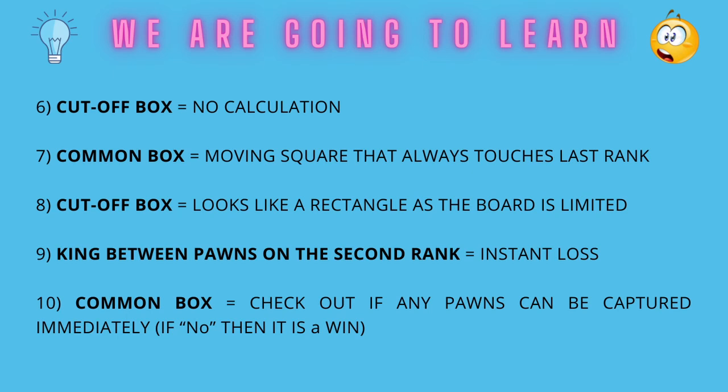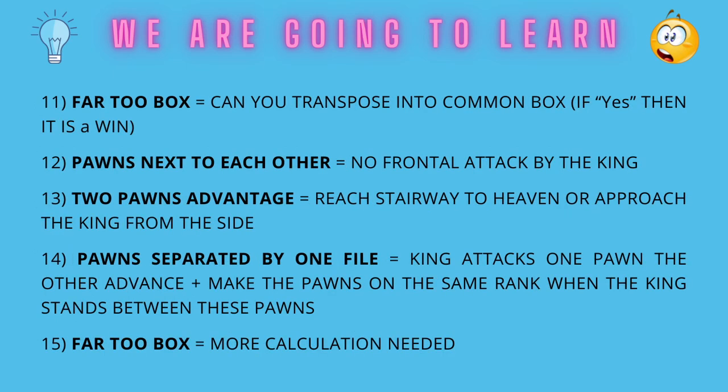What is the rule one must know about the moving square that touches the last rank? What is the rule one must know about the moving square that doesn't touch the last rank? Why are two pawns on the same rank on adjacent files the strongest formation? What are the simple plans to win, having a two-pawn advantage with the pawns on the same rank or connected ones?